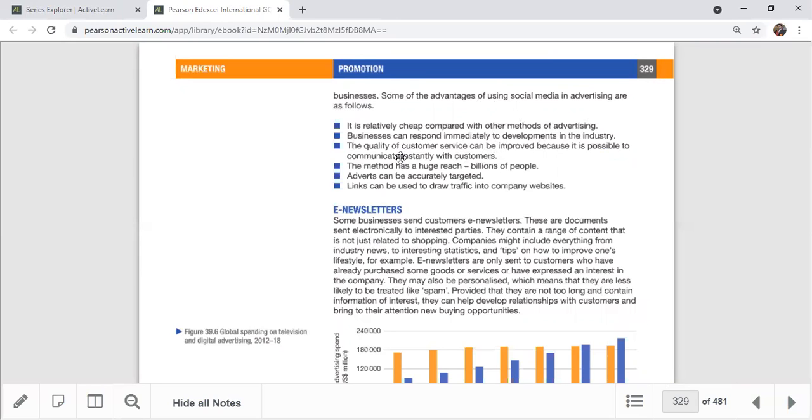And secondly, the business can respond immediately to developments in the industry, because businesses can be updated more quickly than organizations that have to go through formal information channels. More than newspapers, people are getting all the news and all the facts and figures from social media, everything like rumors, gossips, everything.